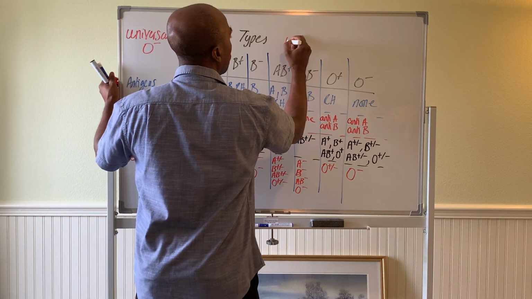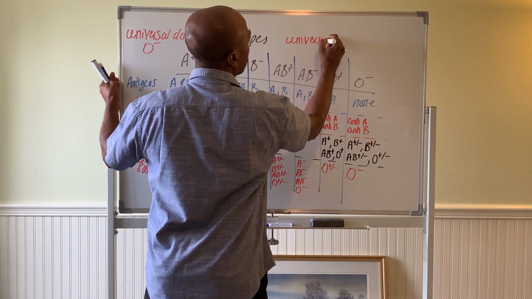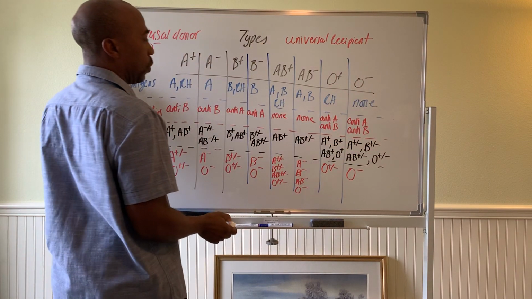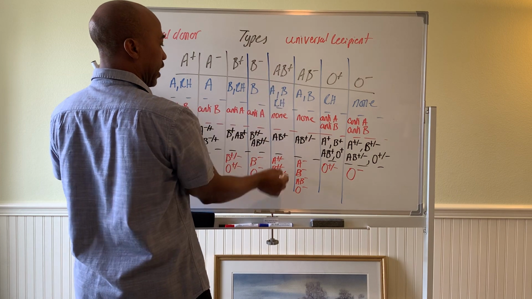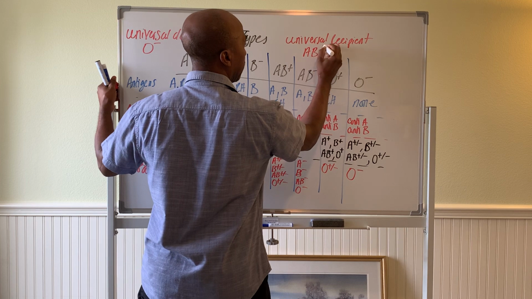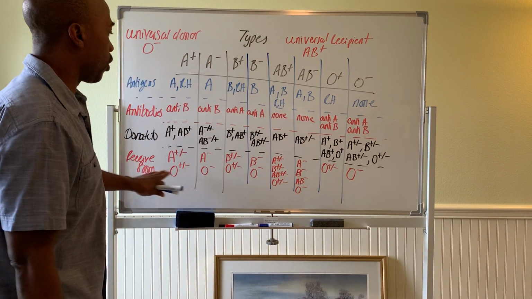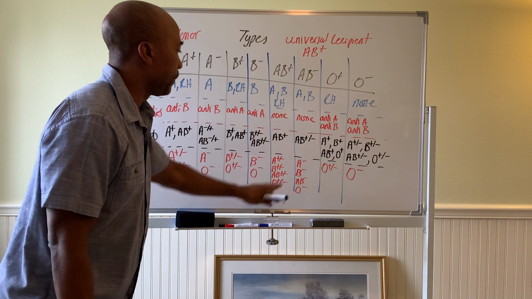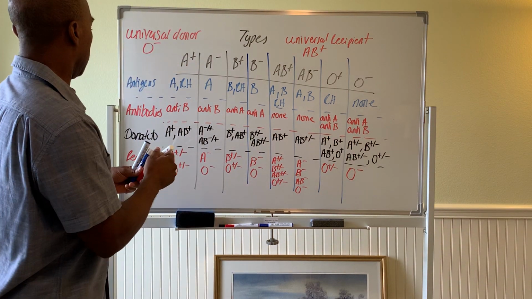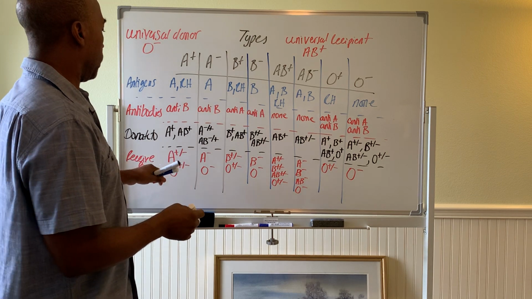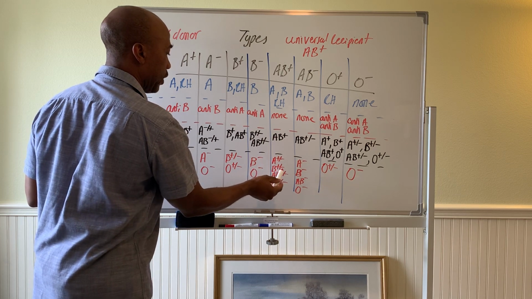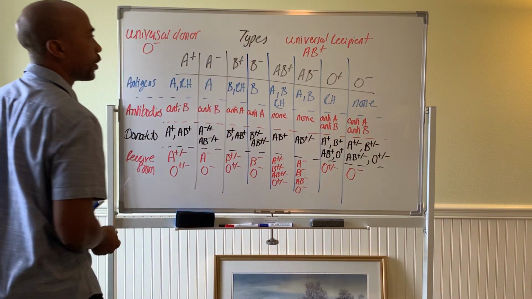And your universal recipient, meaning you can get from anybody, would be this one, your AB positive. You can get from anyone. So that's AB positive. It can receive blood from all 8 types here. So you can receive from everybody, and you can donate to everybody. All right, there we go.